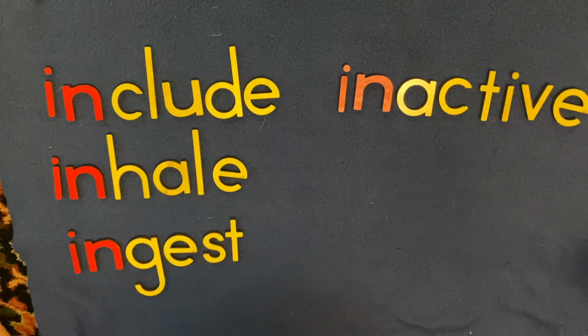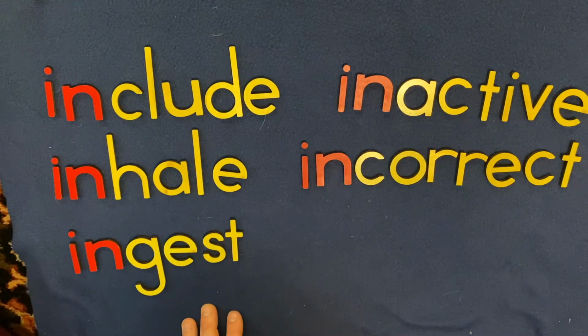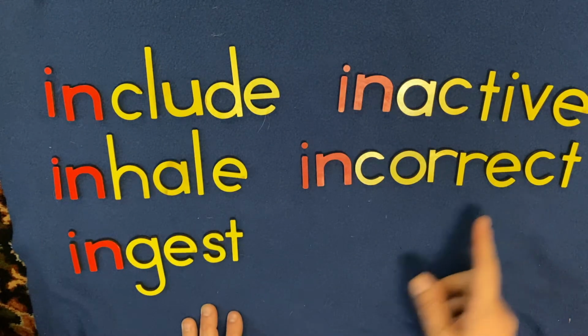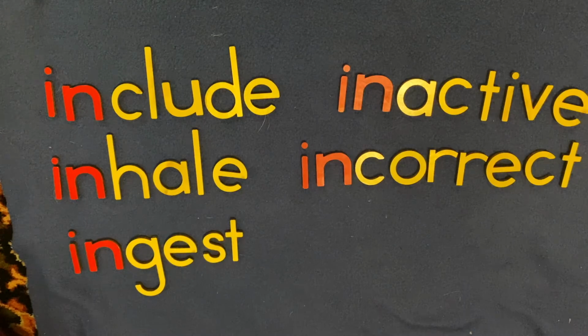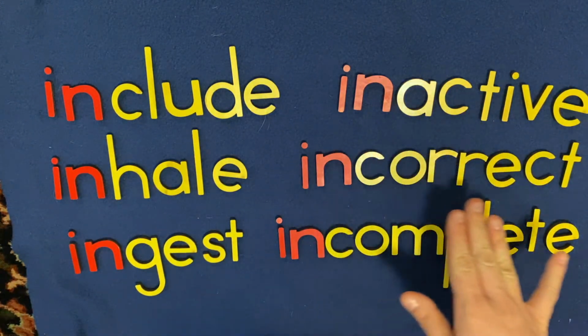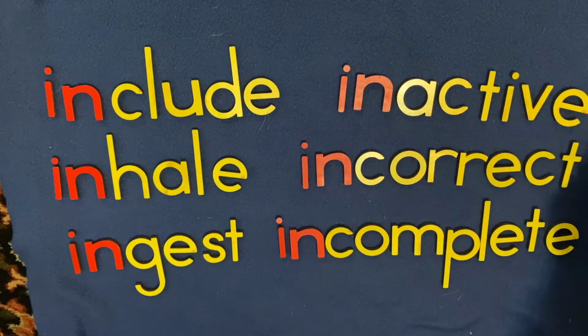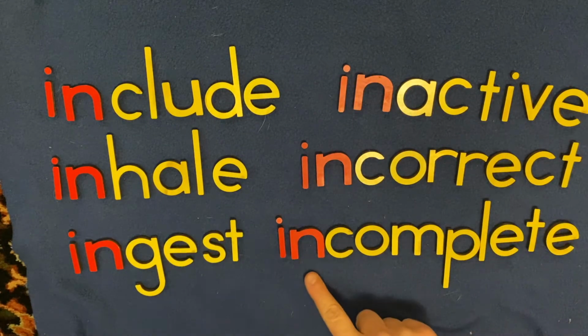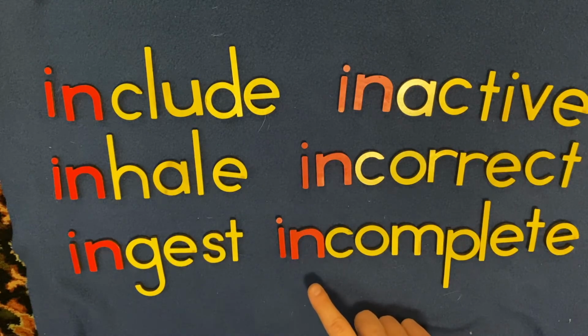Let us find another one. So incorrect. What does incorrect mean? Well, correct means something's right, and incorrect means something is not right. So that means not right. One more. Incomplete. So complete means finished, right? But if I say your work is incomplete, you need to sit down and finish it. That means it is not complete. So not active, not correct, not complete. That's what each of these words mean. So in, when used in this context, means not.